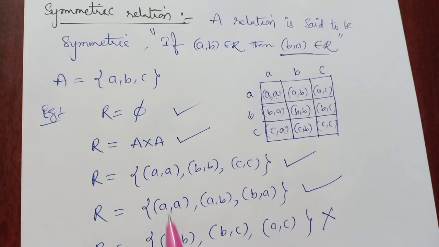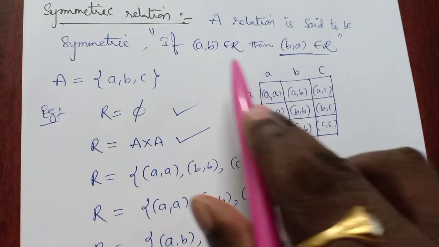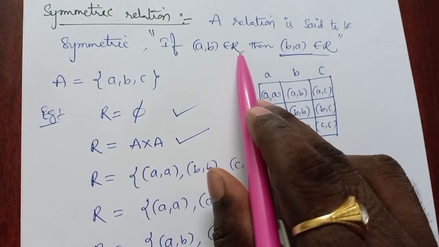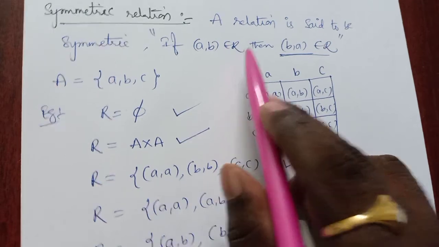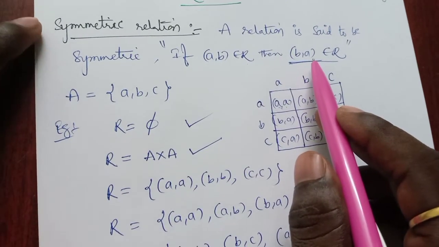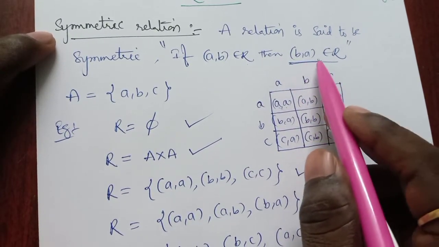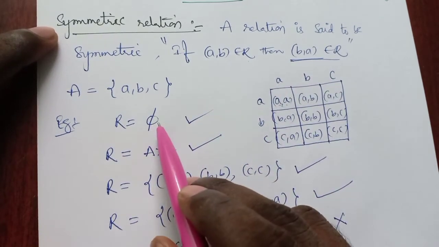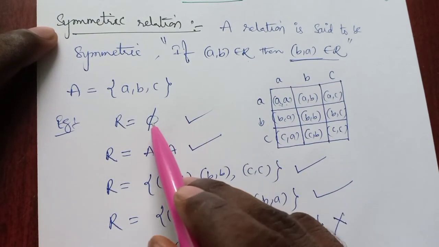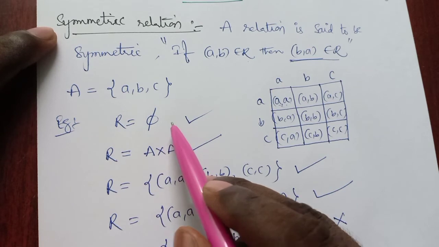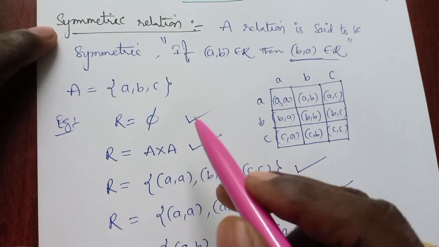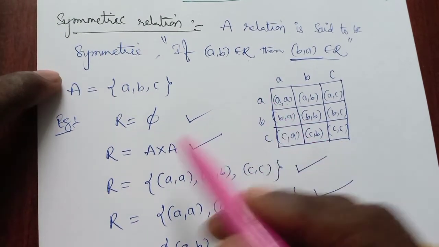See, what is the main condition of symmetric relation? If (a, b) is present in this relation, then only we need to check for (b, a). Otherwise no need to check for (b, a). So that's why phi is said to be a symmetric relation. Why? Because here no (a, b). That's why no need to check for (b, a). So it obeys the symmetric relation.